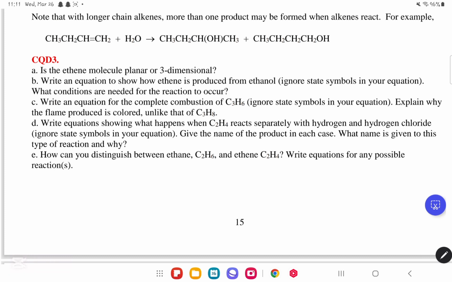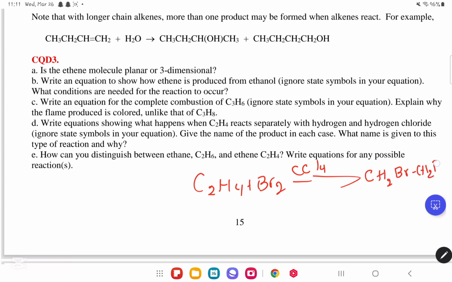How can you distinguish between ethane, C2H6, and ethene, C2H4? Write the equation for any possible reactions. You could do a bromine reaction because we know that ethene will decolorize bromine because it will make a new compound, whereas ethane will not decolorize bromine. It will keep it brown. So C2H4 plus Br2 in the presence of CCl4 will give us CH2Br-CH2Br, whereas C2H6 plus Br2 in the presence of CCl4 will give us no reaction.